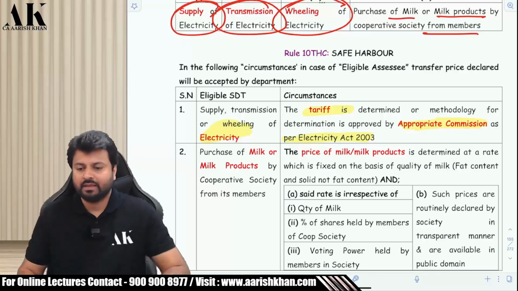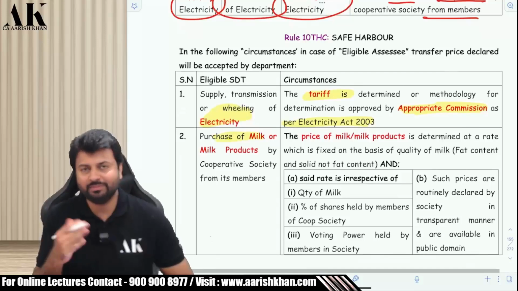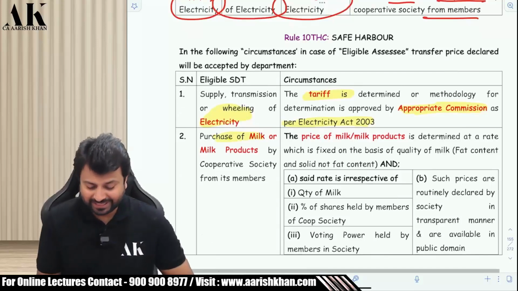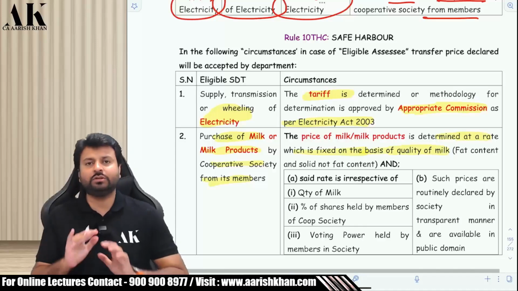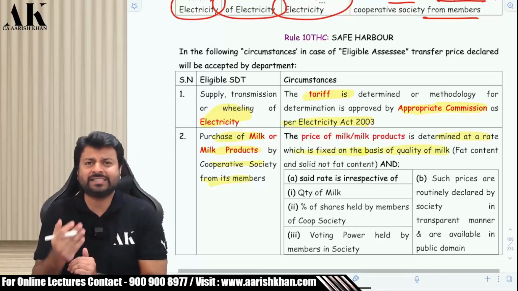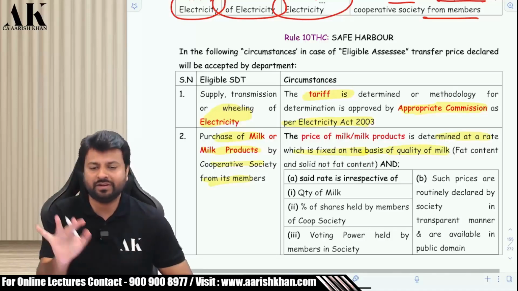Check it please. Next, in case of a cooperative society, in case of purchase of milk or milk products by the cooperative society from its members, the price of the milk or milk products is determined at the rate which is fixed on the basis of the quality of the milk. So based on the quality of the milk, the society decides the price, and that is the price that we have to declare. And if you declare that much price, then that will be considered your safe harbor, and nobody will raise any question on you.